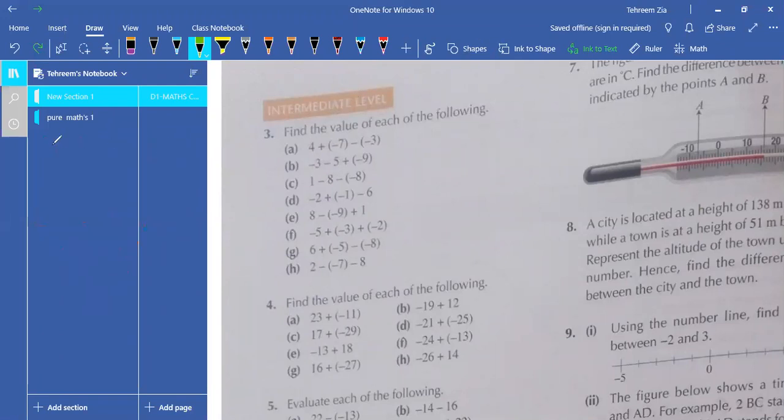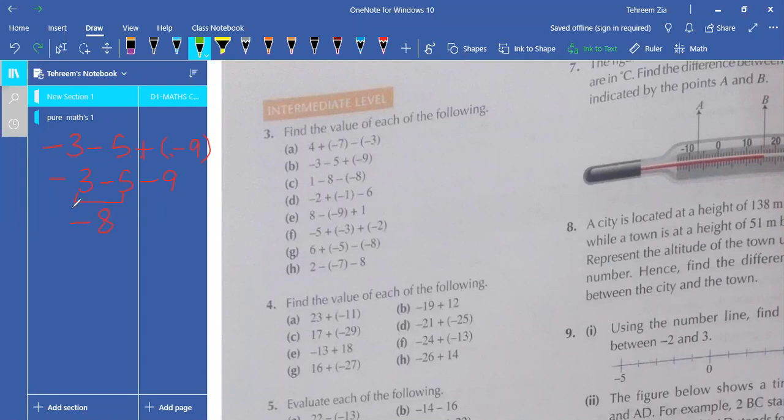Let's solve some more questions. We have minus 3, minus 5, plus minus 9. The first task is to solve the brackets. It will be minus 3, minus 5. Plus minus are opposite signs, so it will result in minus 9. So now solve the first two numbers. Minus 3, minus 5 is minus 8.